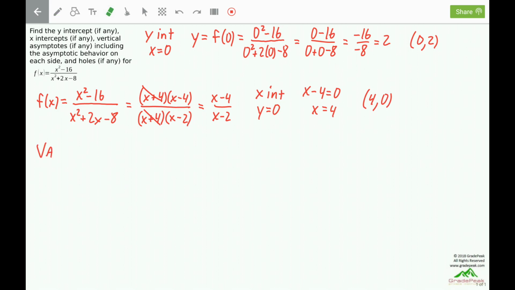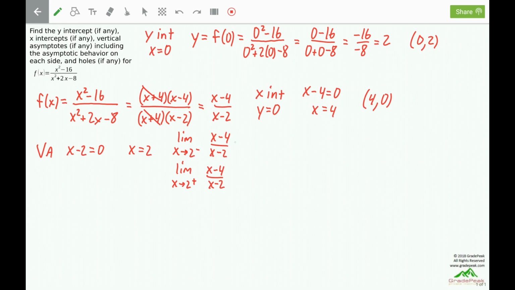The vertical asymptotes are found by taking the remaining denominator in the fully factored canceled version and setting it equal to 0. Solving for x, we have an x equals 2 vertical asymptote. We can now analyze the asymptotic behavior on each side by taking the left-sided limit of 2, indicated by the negative superscript on the 2, analyze for the fully factored canceled version, and the right-sided limit indicated by the positive superscript on the 2, again the fully factored canceled version of the function.